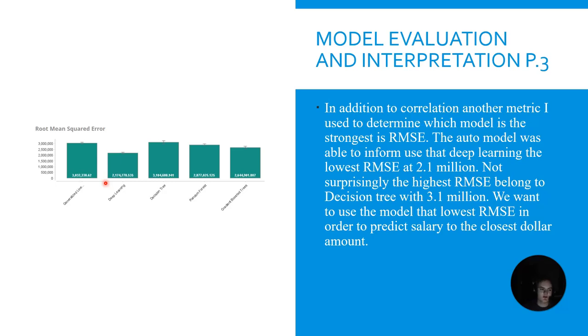So let's move on to the RMSE. The RMSE scores here, we can see, are not good at all. The lowest is 2.1 million with the deep learning. We can see that the highest is 3.1 million with the decision tree, and the second lowest is 2.6 million with the gradient boosted tree here.